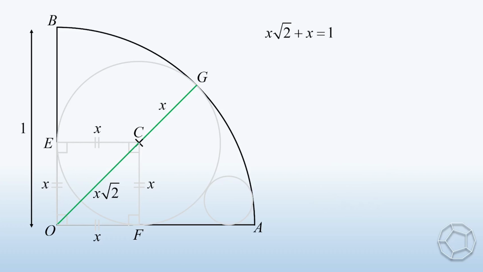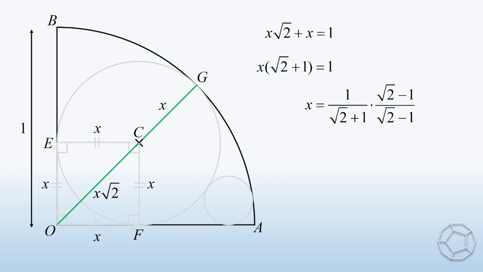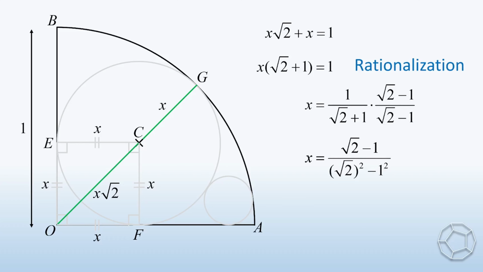Now, on the left-hand side, we take out the common factor x. Then, we divide the bracket term to the right-hand side. To simplify this expression, we multiply it by the fraction square root 2 minus 1 over square root 2 minus 1. This process is called rationalization. Therefore, the value of x is equal to square root 2 minus 1.